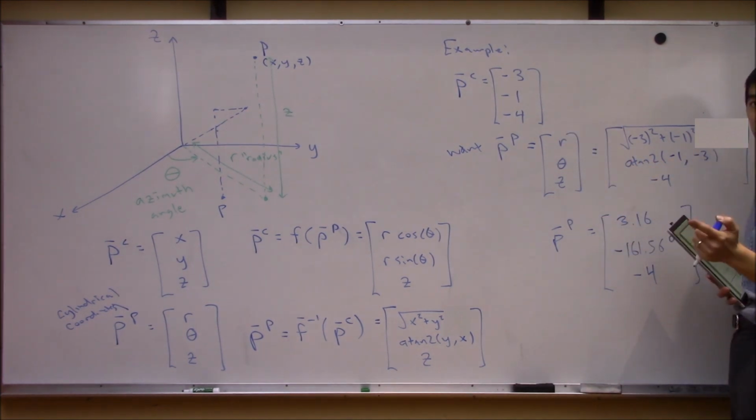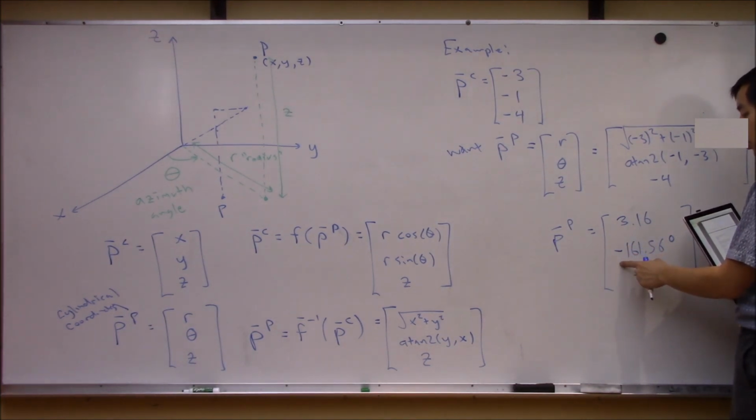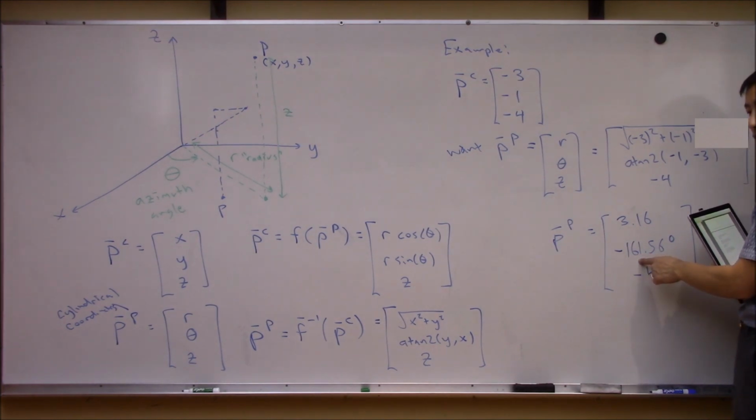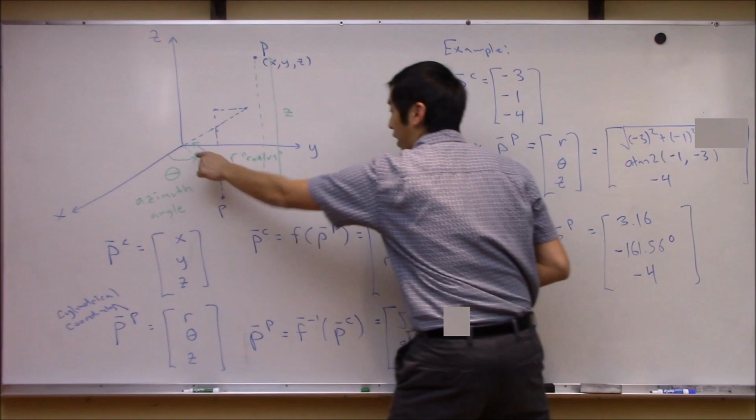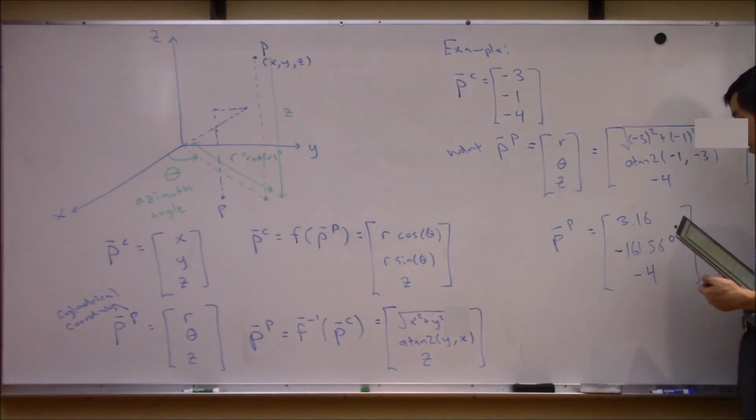Or if you want to alternatively get to that exact same point using cylindrical coordinates, well, first you go ahead and turn 161 degrees in the negative direction, right? Then you walk in that direction for 3.16 units along the radius, and then you move -4 units in the z direction, and that will get you in the exact same location.